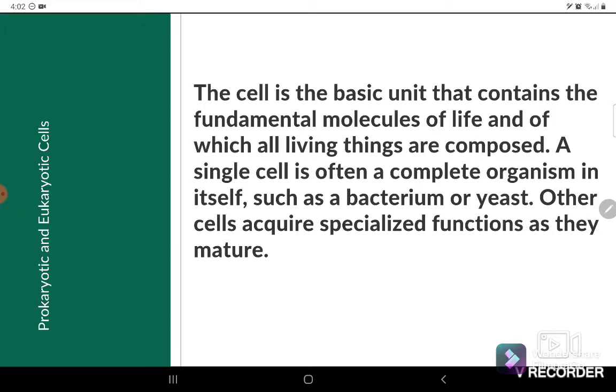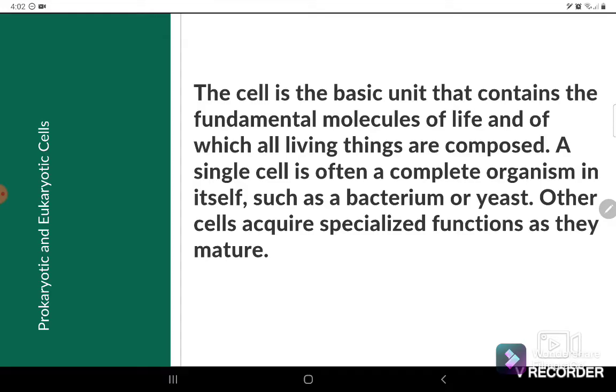Okay, so first, the cell is the basic unit that contains the fundamental molecules of life. And we all know that the different characteristics of life are manifested in the cell. That is why it is considered to be the basic unit of life, and of which all living things are composed. Now, all living organisms are made up of cells, as stated in our cell theory in your previous modules.